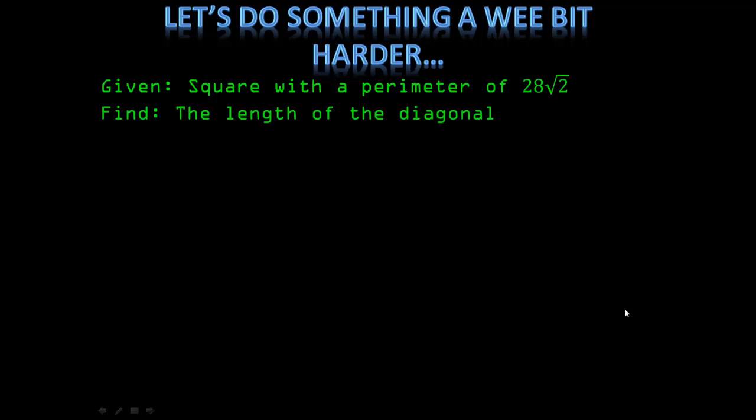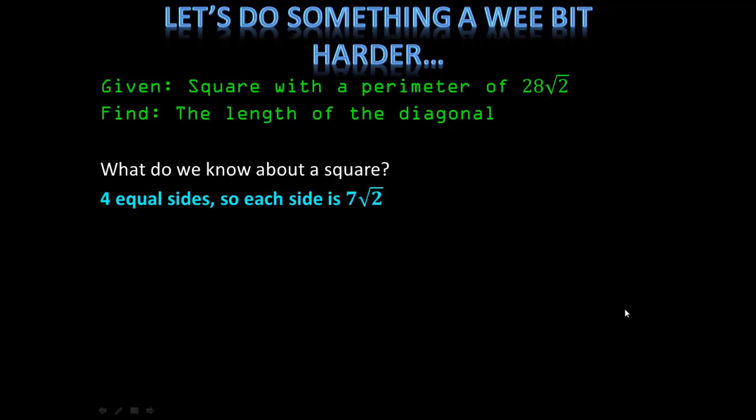Let's try something a little bit harder though. Okay, given that we have a square with a perimeter of 28 root 2, find the length of the diagonal. Now, I'm not giving you a diagram in this. Time for you to do some work and figure it out. So what do we know about a square? We know that it has 4 equal sides. So since it has 4 equal sides and its perimeter is 28 root 2, take that, divide it by 4, and that gives you that each side is 7 root 2.